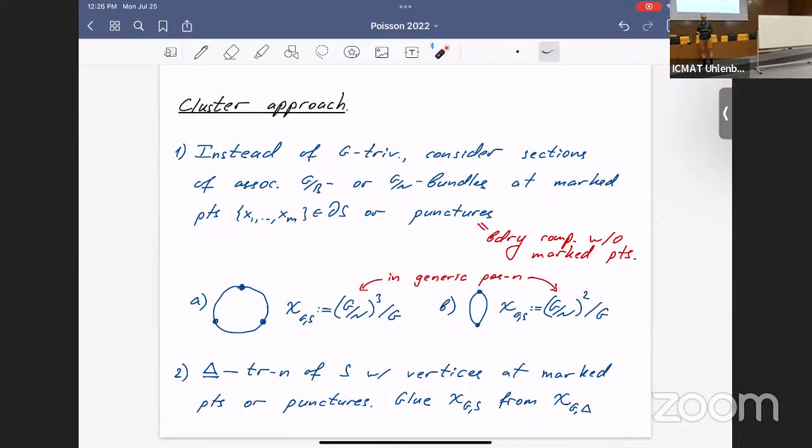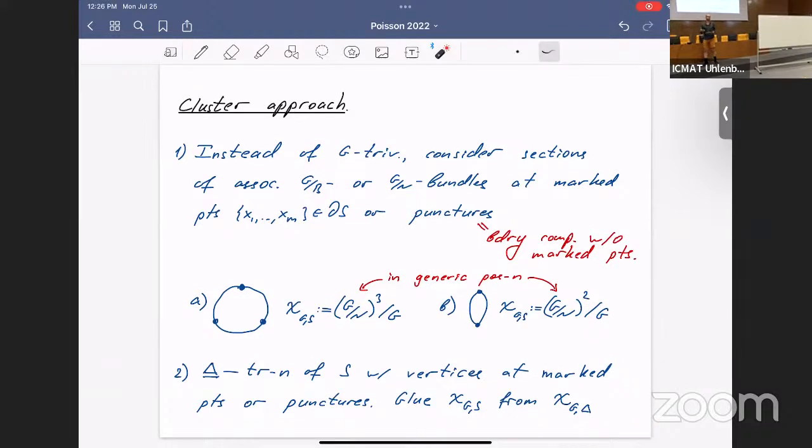So let's look at a couple of examples. Well, for example, I can just consider a disk with 3 marked points on the boundary. Now pi1 is trivial, so I don't have any local system. But now I have marked points, 3 of those. So at each marked point, I have a flag, a G mod N flag, and my character variety or moduli space of local systems would be just 3 copies of G mod N, mod G, right? And if I have a bigon with just 2 marked points, that's the same thing as G mod N squared, mod G.